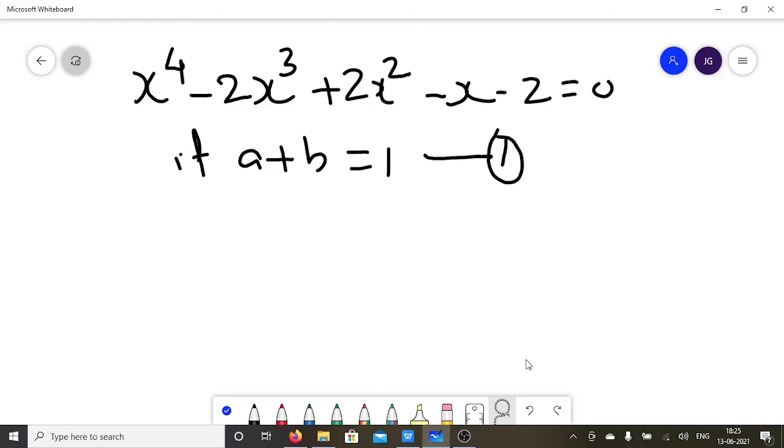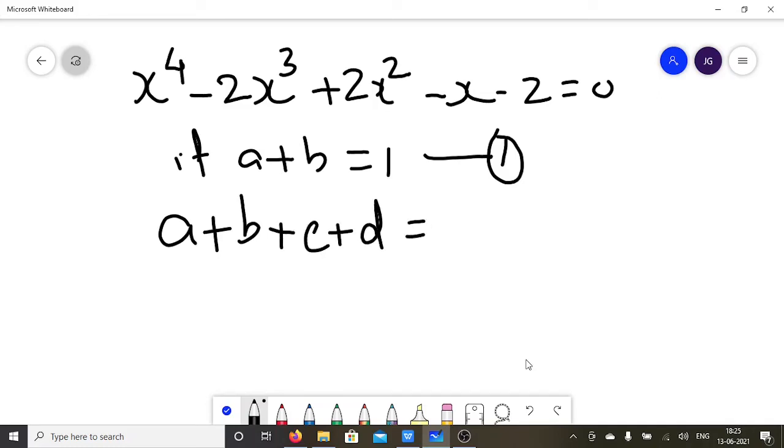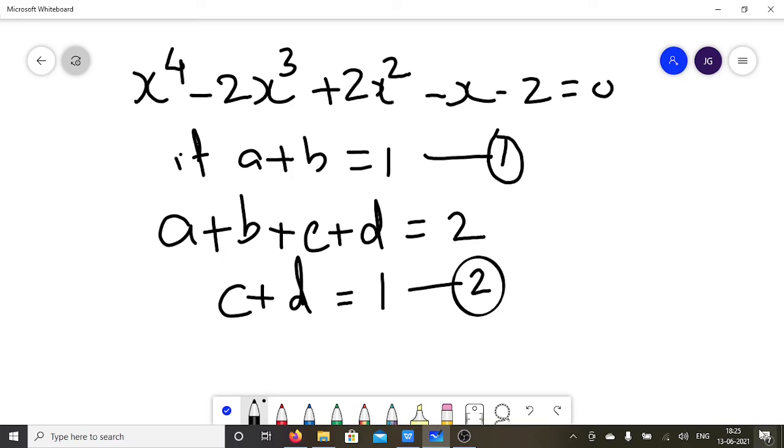From the relation between roots and coefficients of the given equation, we have a plus b plus c plus d equal to 2. So we have a plus b equal to 1, which implies c plus d equal to 1. We can take this as equation 2.